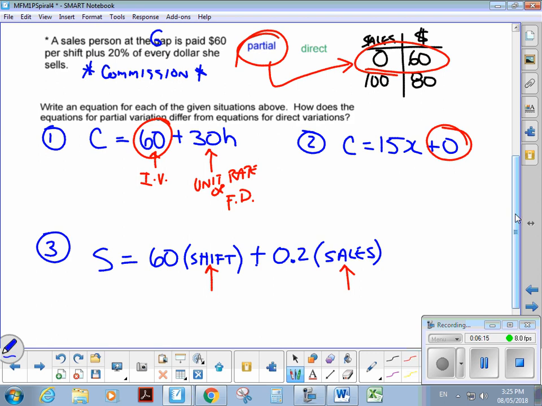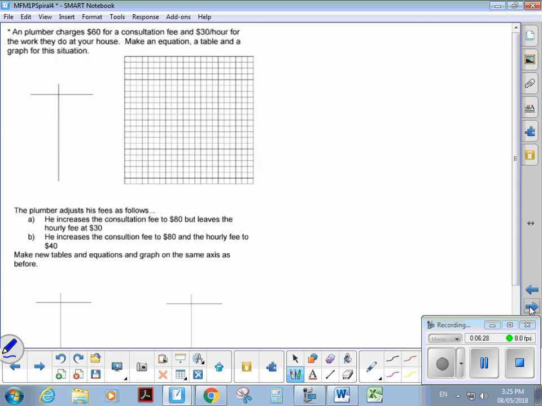Okay. All right. So there you go. That is the equations for those 3 examples. 1 and 2 you would expect on an EQAO or on a test. All right.